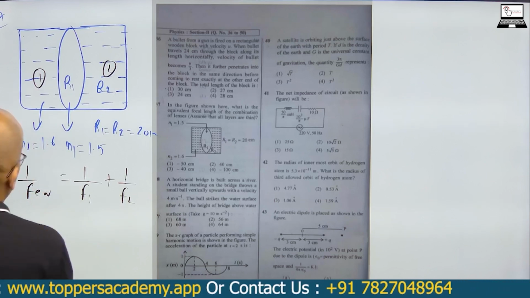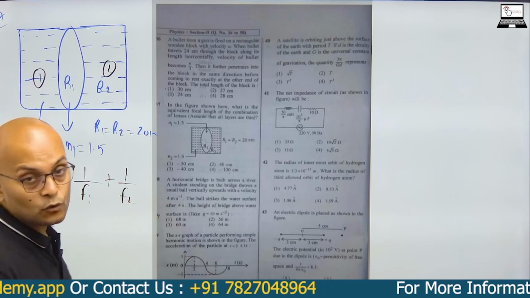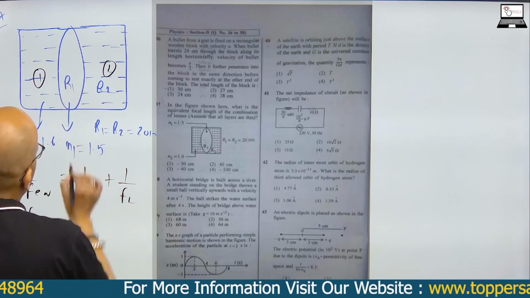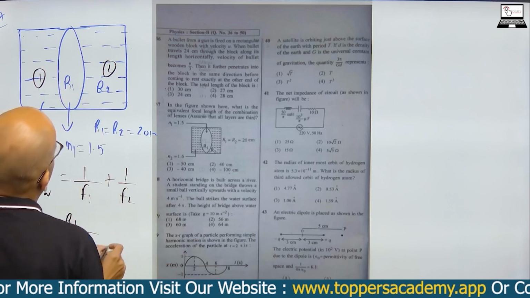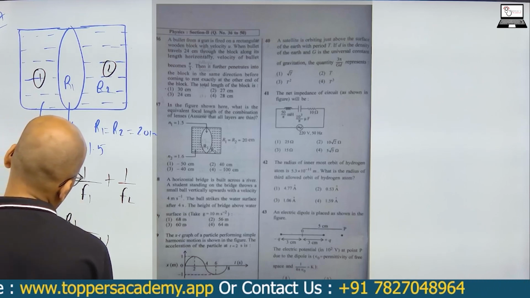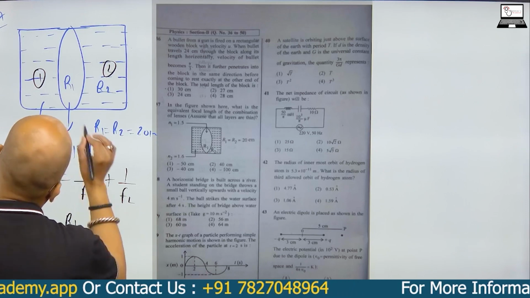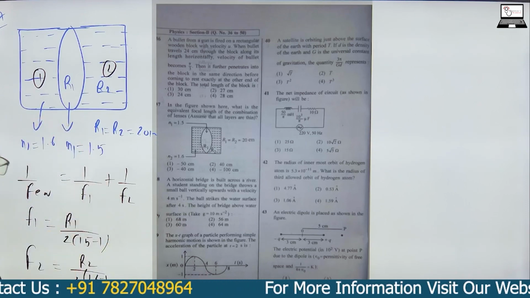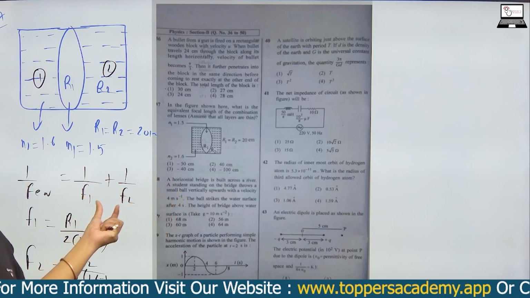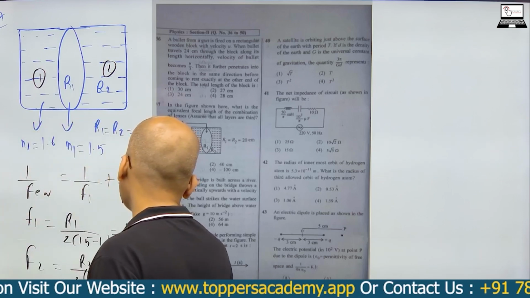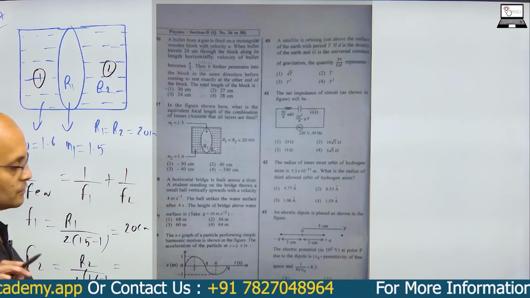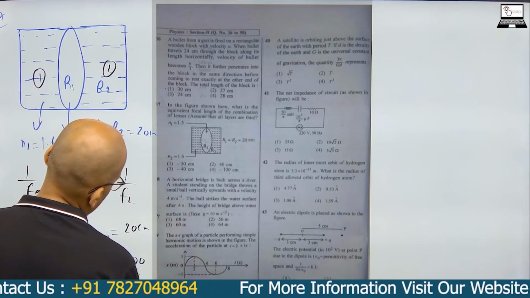Now how to calculate them? Direct formula. F1 is equal to R by 2, and since it has got refractive index, this will be R1 upon 2 into (1.5 minus 1). F2 will be, this formula I have discussed in class anyway, R2 by 2 into (1.6 minus 1). Put the value of R1 and R2 here. Now when you put the values, F1 comes out as 20 centimeter, and F2 comes out as 100 upon 6 centimeter.